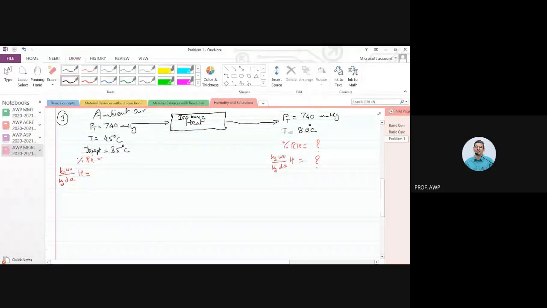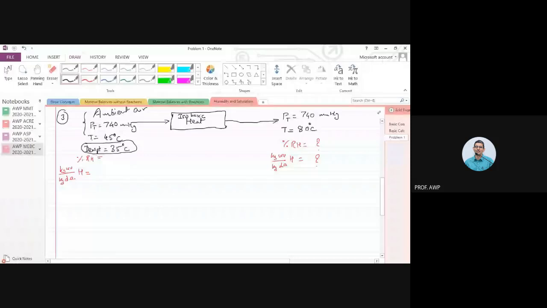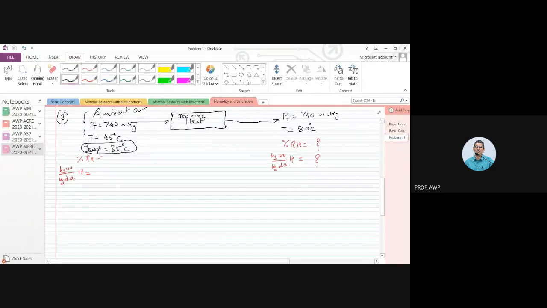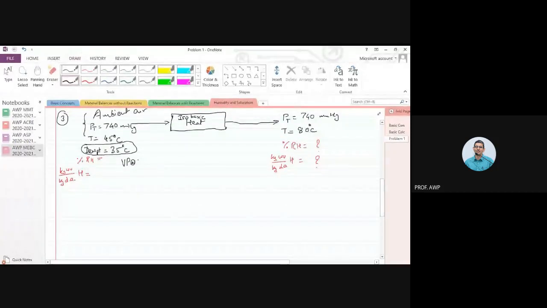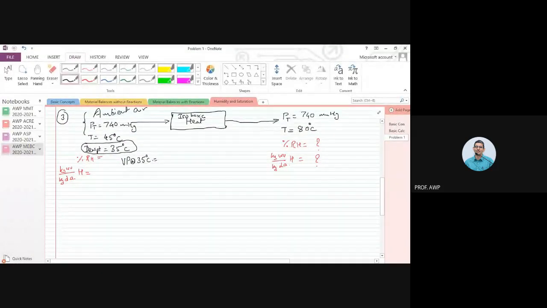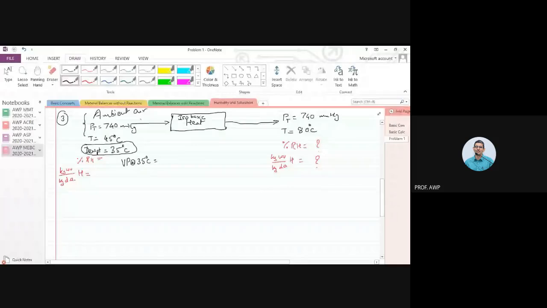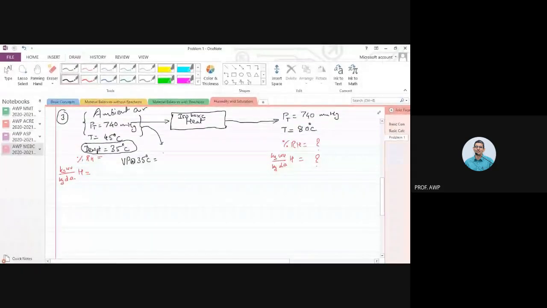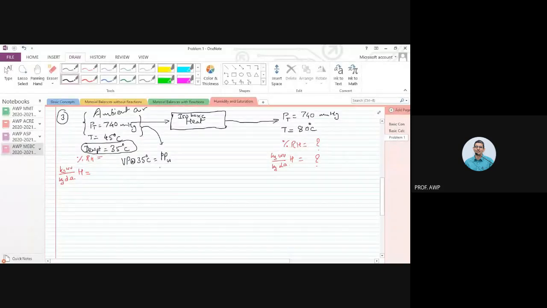What does dew point mean? Let us recall that from the previous lecture. Dew point means if I take this air and cool it to 35 degrees centigrade, one drop of water will appear. That means the partial pressure of water vapor in this ambient air must be equal to the vapor pressure at 35 degrees centigrade.